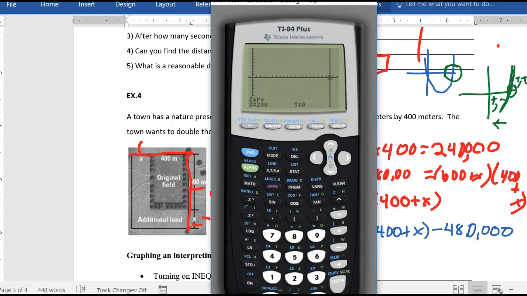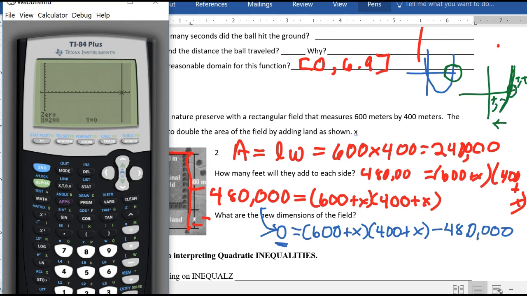X is 200 when y is 0. So that point is at 200.